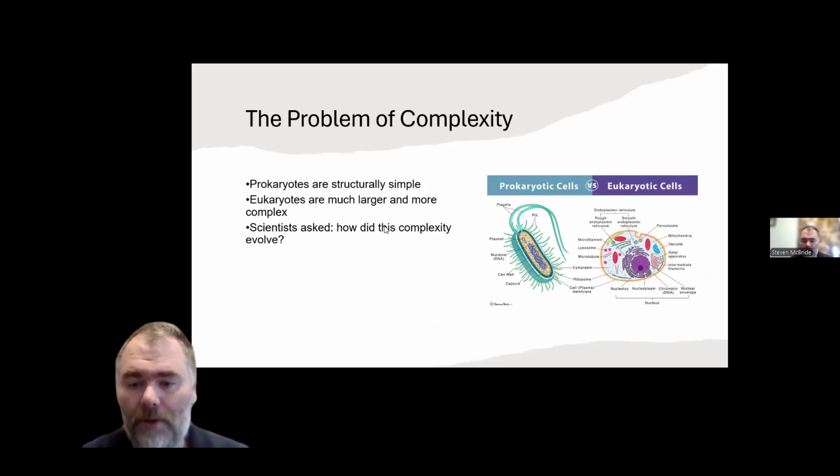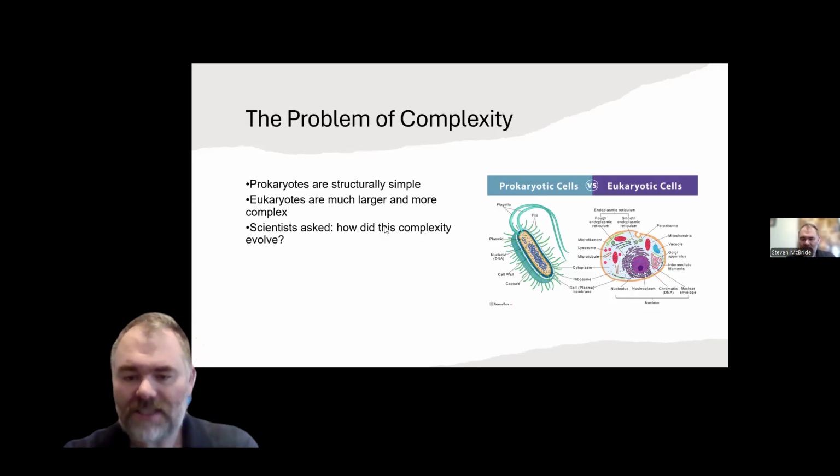Prokaryotes are structurally simple compared with eukaryotes. They lack membrane-bound organelles, and most are relatively small. Despite that simplicity, bacteria are incredibly successful organisms. But eukaryotes are much larger and more complex. They contain specialized internal structures and compartmentalized functions. Scientists wanted to understand how that jump in complexity happened. Did a cell slowly build organelles one piece at a time? Or did some structures come from somewhere else entirely? The theory of endosymbiosis proposes something remarkable: that eukaryotic cells evolved partly through symbiosis between different microorganisms. In other words, complexity may have evolved through cooperation.